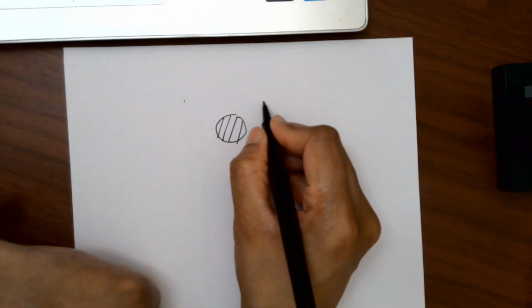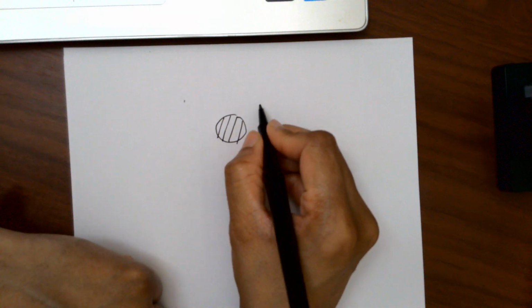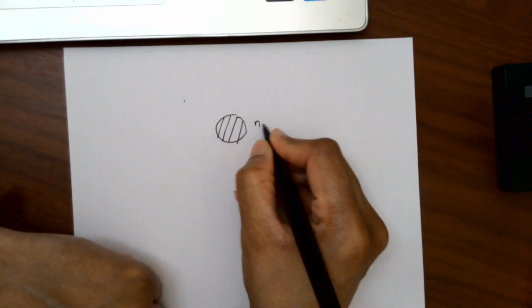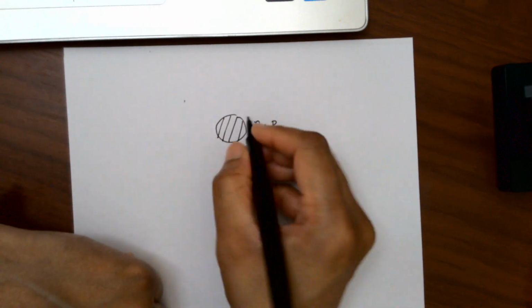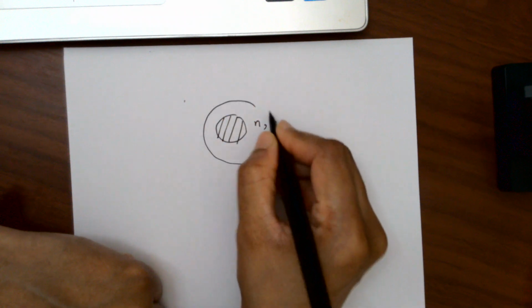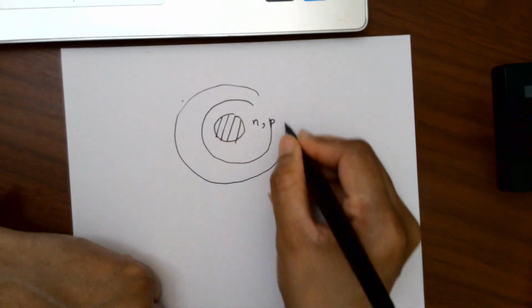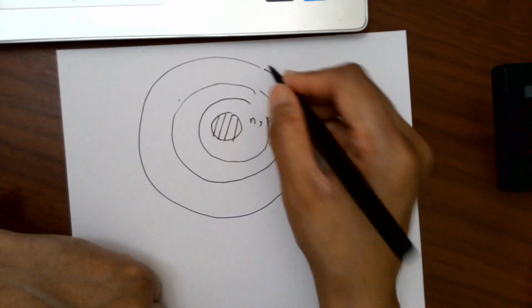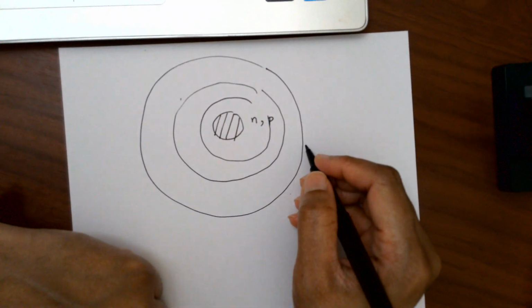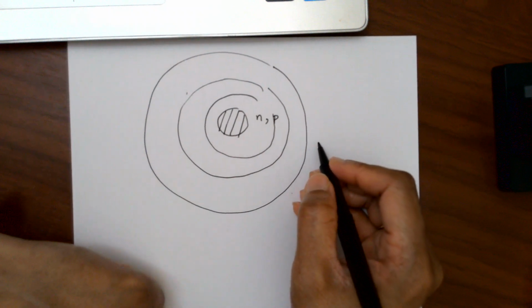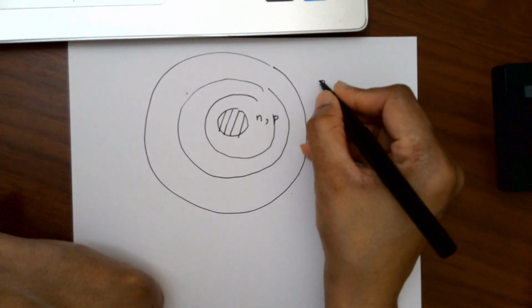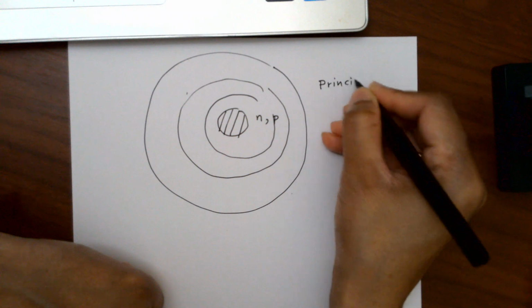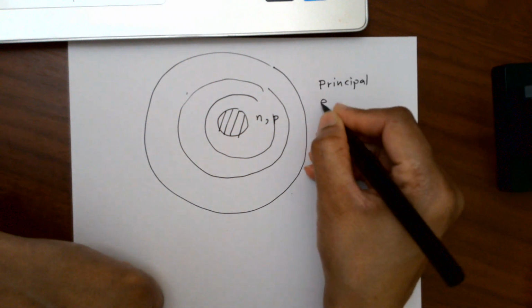You can consider the atom as a spherical shape, and in the nucleus, neutrons and protons are located, and surrounding the nucleus, electrons are confined to energy bands. The electrons are located and moving on these energy bands. These energy bands we call principal energy levels. The name is principal energy levels.